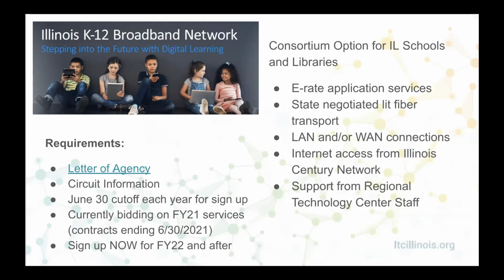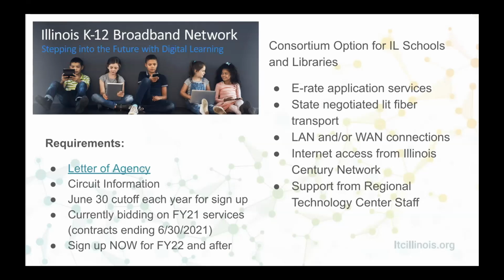So they have already gathered the contracts for this next school year, for the 21-22 school year. Any contract that was ending on 6/30 of 2021, they automatically applied for on their behalf as long as they have a letter of agency on file. So if you know that your contract is ending in 2022, or later than 6/30 of 2021, you can go ahead and fill out that letter of agency at any time and sign up as an option.